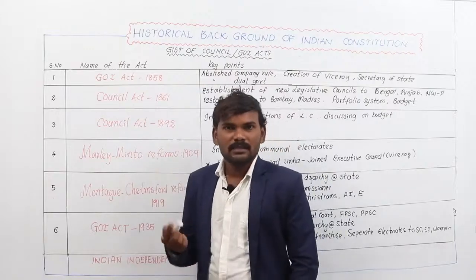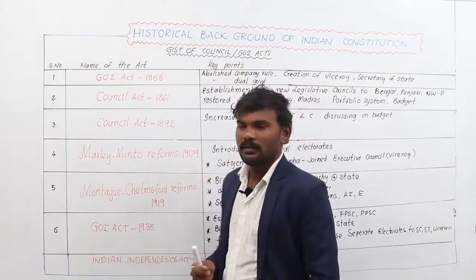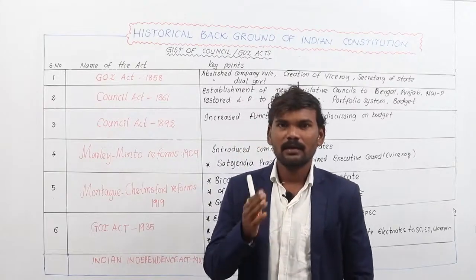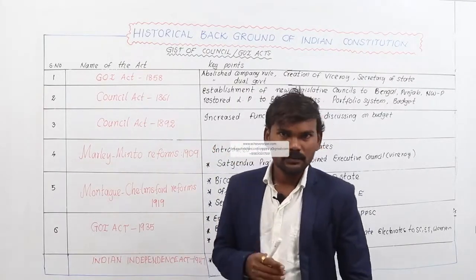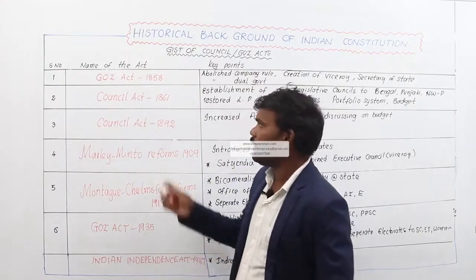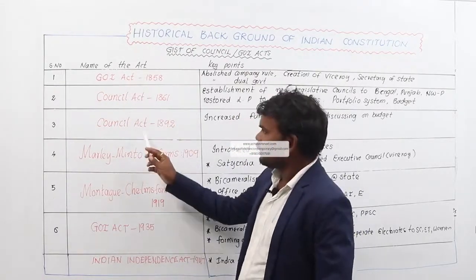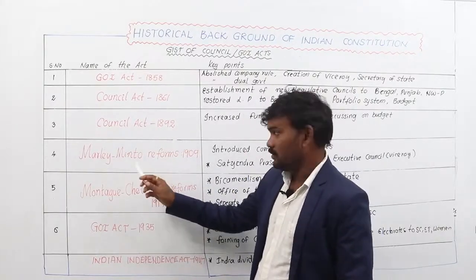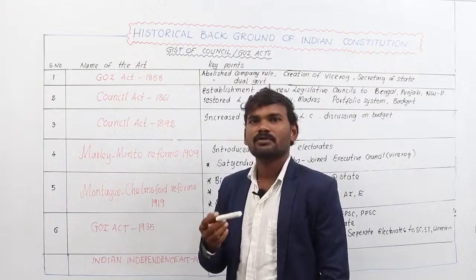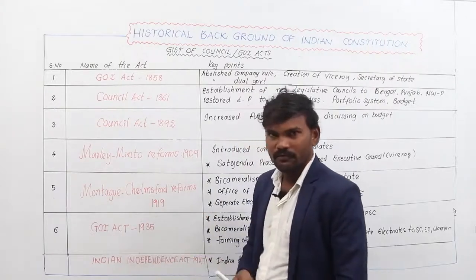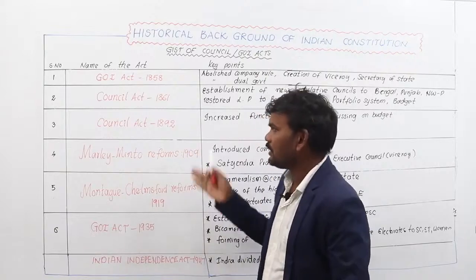Already we made the first table about the gist of the Charter Acts. This is the second table, about the summary of Council Acts and Government of India Acts. There are 6 acts which were enacted during the Crown rule from 1858 to 1947. They are Government of India Act 1858, Council Act 1861, Council Act 1892, Morley-Minto Reforms or Government of India Act 1909, Montagu-Chelmsford Reforms or Government of India Act 1919, and Government of India Act 1935 and Indian Independence Act 1947. Let us see the most important key concepts of each act.